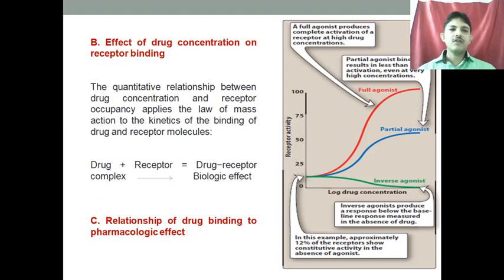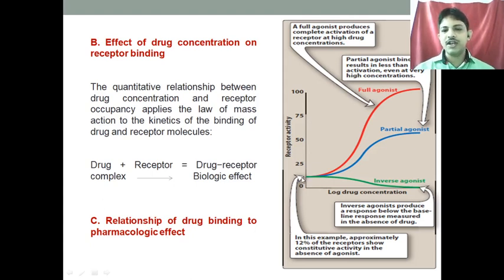Next is the effect of drug concentration on receptor binding. We have already studied the quantitative relationship between drug concentration and receptor occupancy, applying the law of mass action to the kinetics of binding of the drug and receptor molecule. Drug and receptor means a drug receptor complex, and only after the drug receptor complex forms will it produce the biological effect, relating drug binding to the pharmacological effect.